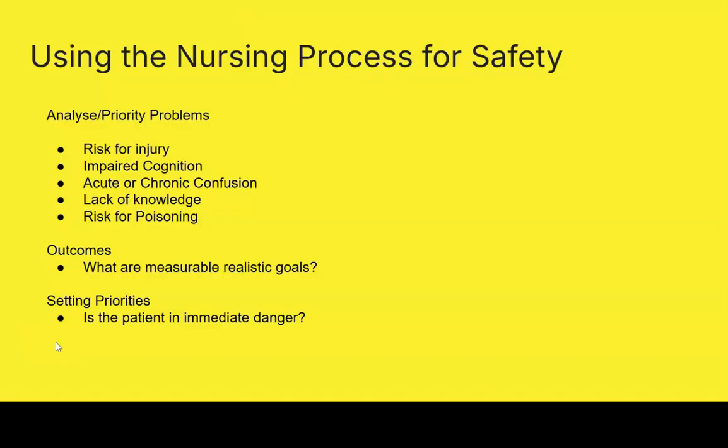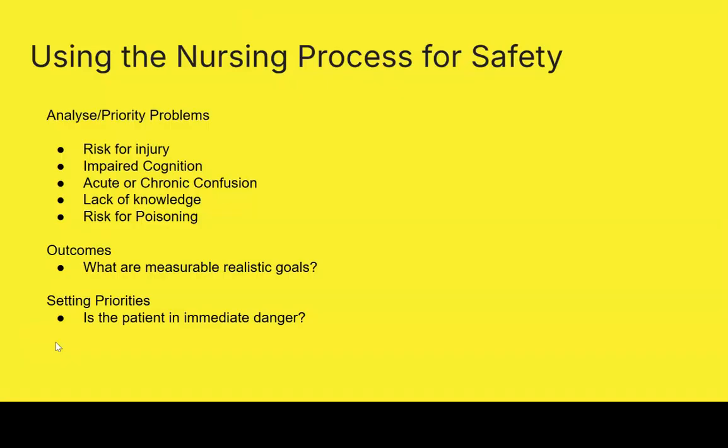hypothesize a priority problem. In the examples here, we're talking about safety. So the biggest priority is risk for injury. We want to do all the things possible to prevent an injury from occurring. Impaired cognition, acute or chronic confusion, lack of knowledge, and risk for food poisoning. I think I said food poisoning. I meant risk for poisoning.